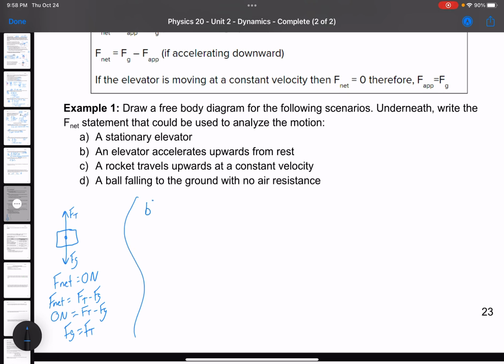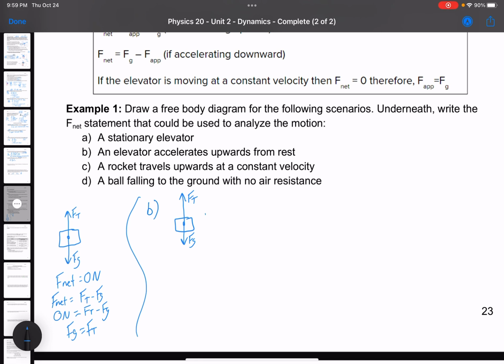Okay. B, an elevator accelerates upwards from rest. So my force of tension should be larger in this scenario. Ft is going to be greater than Fg since it's accelerating upwards. So I can say that F net is equal to the force of tension subtract the force of gravity.